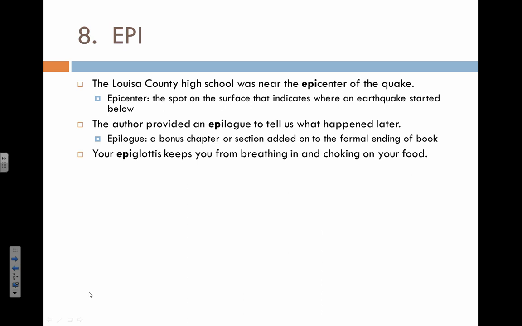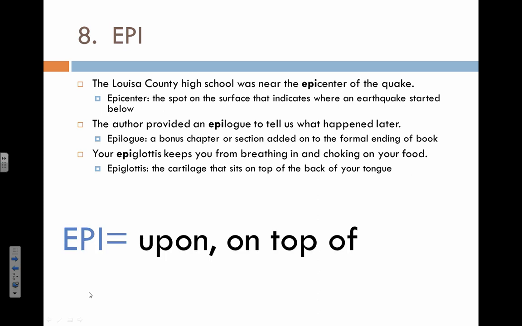That's a good example. And last but not least, epiglottis. That's the cartilage that sits on the top of the back of your tongue. So if you open your mouth really wide, you might be able to see it. That's your epiglottis, and it's on top of. So what do all these definitions have in common? You're right, they all have on top of, and that's what epi means. It means upon or on top of something.